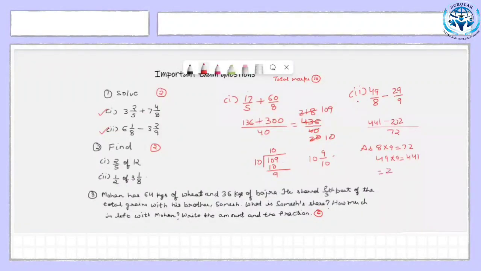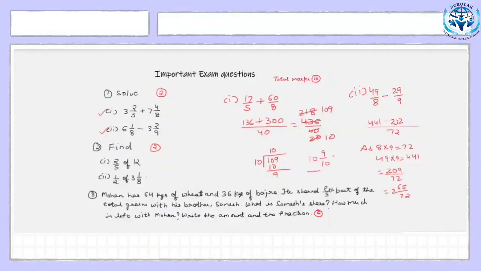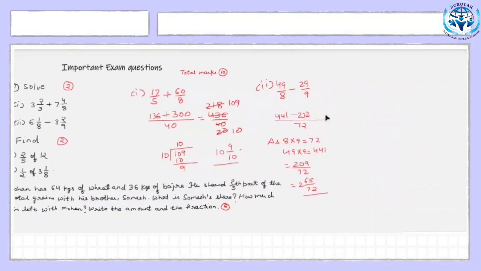Subtracting 232 from 441, we get 209, that means 209 upon 72. Converting into mixed fraction, 2 65 by 72. This is the second answer. Hope you all know how to convert improper fraction into mixed fraction. If not, you can browse in the shorts section and find that video where you will be able to understand how to convert improper fraction into mixed fraction.